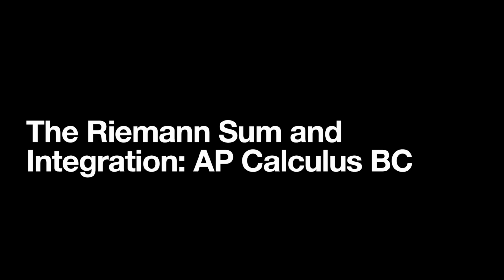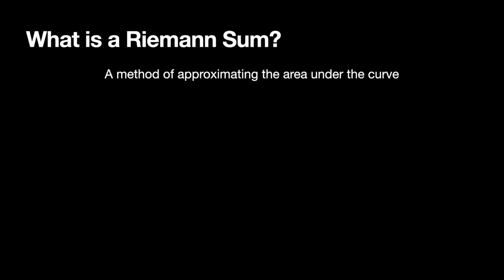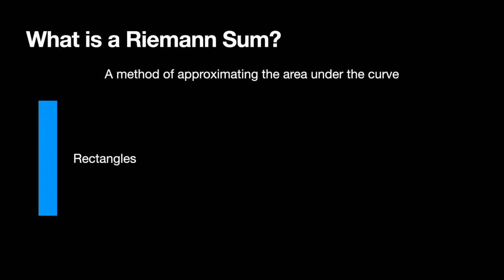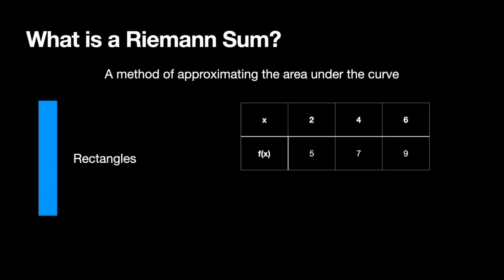I'll be covering the Riemann sum and integration. The Riemann sum is a method of approximating the area under the curve, and it is done by using the sum of the areas of evenly width rectangles. However, to determine the height of these rectangles to actually calculate the area, there are three main methods, which I will illustrate using this table.